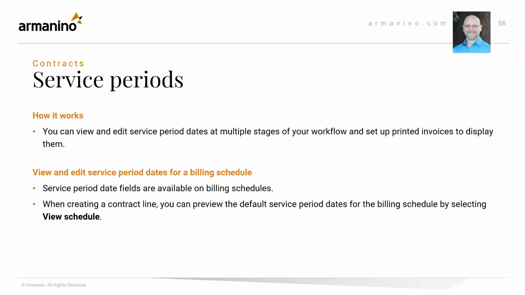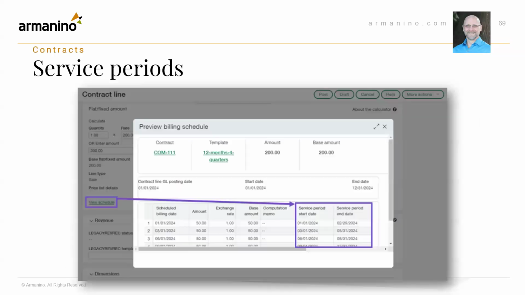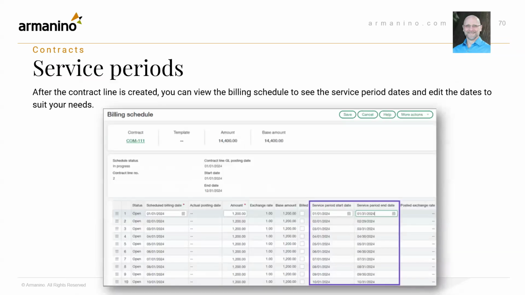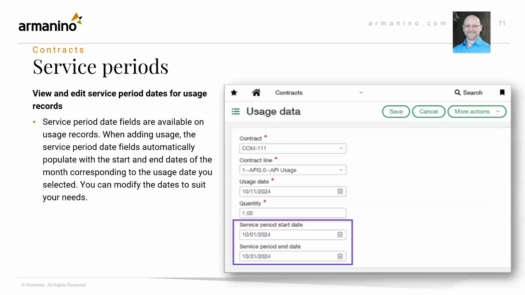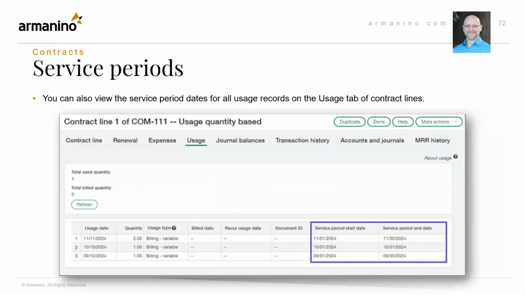Yeah, so you can view and edit service period dates for a billing schedule, and this is what it looks like. Actually, I'm going to show a demo of this. So on a contract line in the preview billing, I'll show you that real time here. You can see the service period start and end date on each billing that you see on the schedule there. And then this is on the billing schedule itself. And then the service period on the usage data when you bring it in, when you're tagging the usage data or importing the usage data or bringing it in through an API. And then those show up on the usage billing as well.